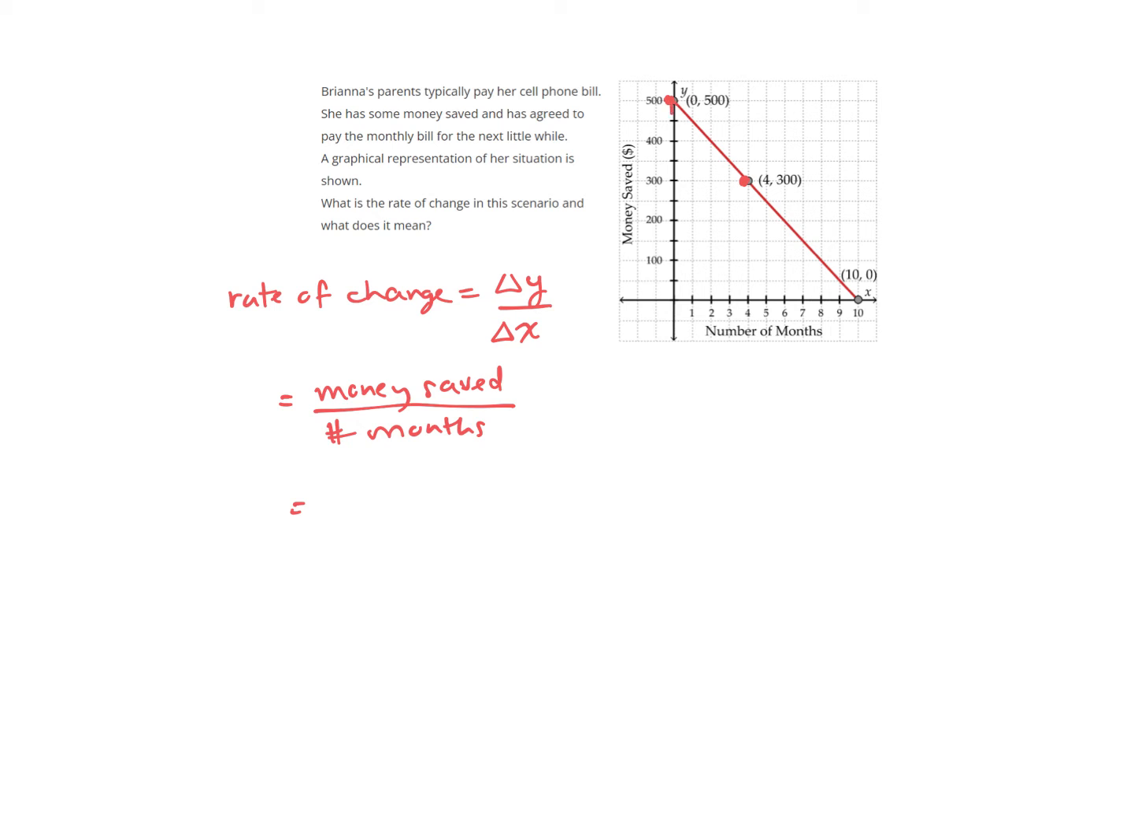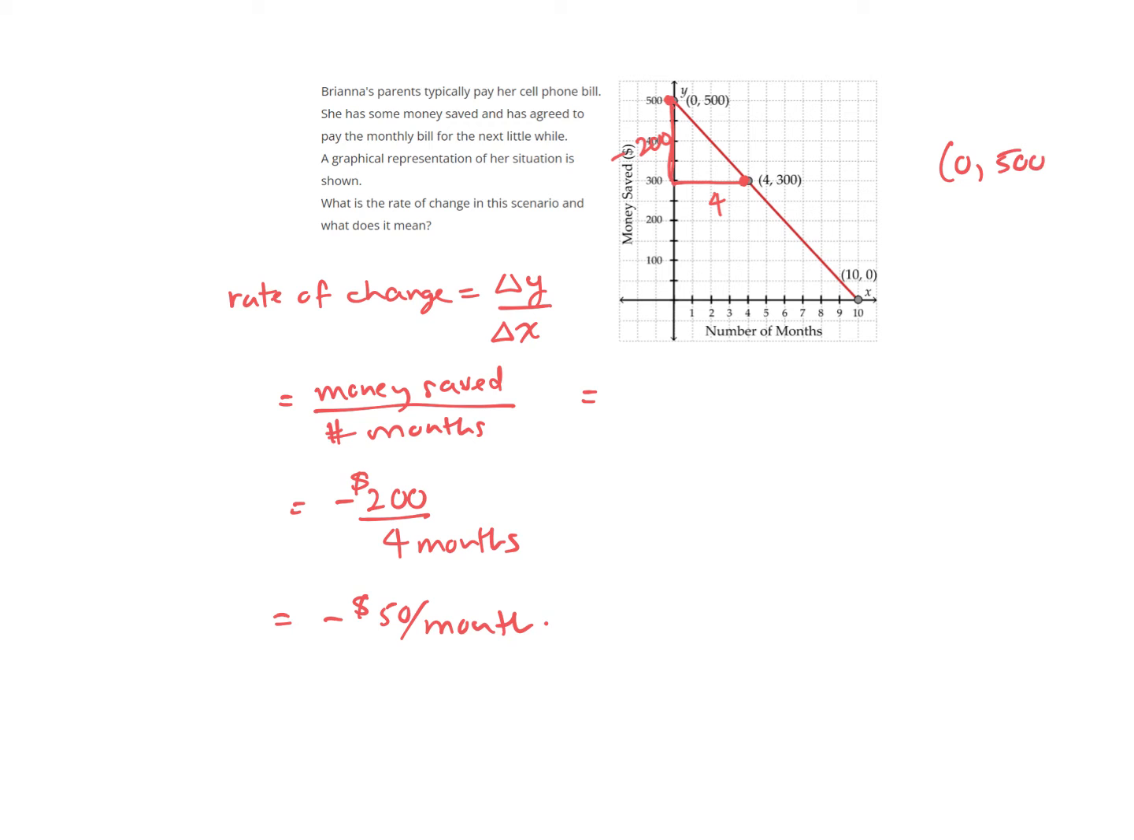I'm looking at, as I go from point to point, how is the y changing and how is the x changing. So I can count. If I want to, on the grid, I go from 500 to 300, which is going down by 200, and that took 4 months. So the money saved was $200 over 4 months, or $50 each month.